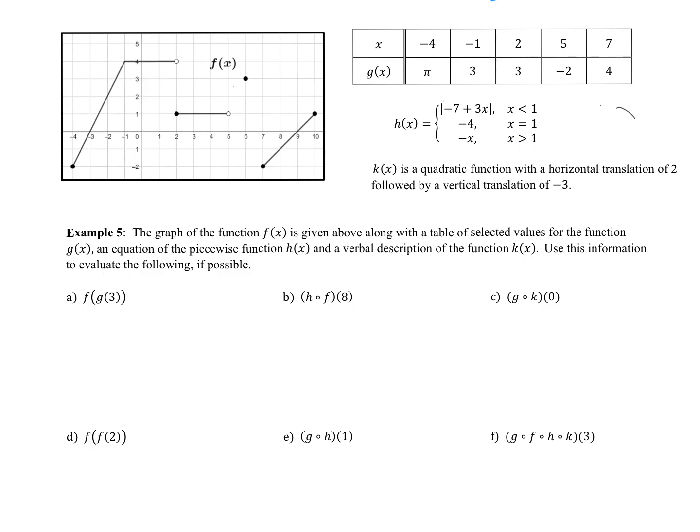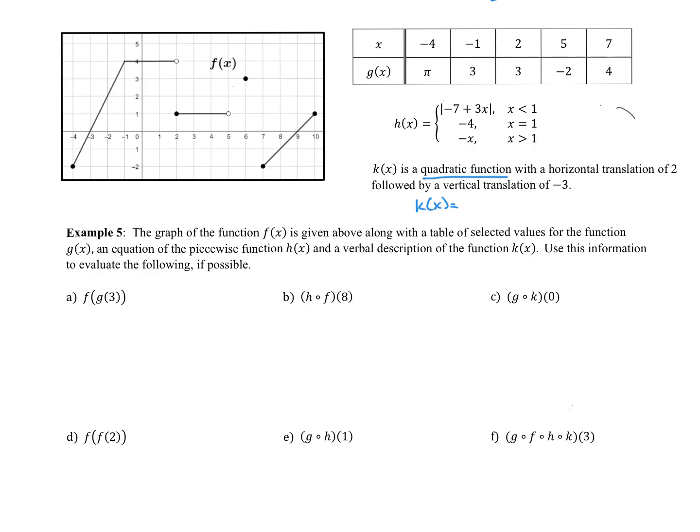All right, Ethan, since it's Trace's birthday, go ahead and read k of x for this one right here. K of x is a quadratic function with a horizontal translation of 2, followed by a vertical translation of -3. All right, cool. So it's a what kind of function? Quadratic. What makes it a quadratic? A degree of 2. All right, so we're going to build k of x because it doesn't explicitly give it to me. This is it doing it verbally.